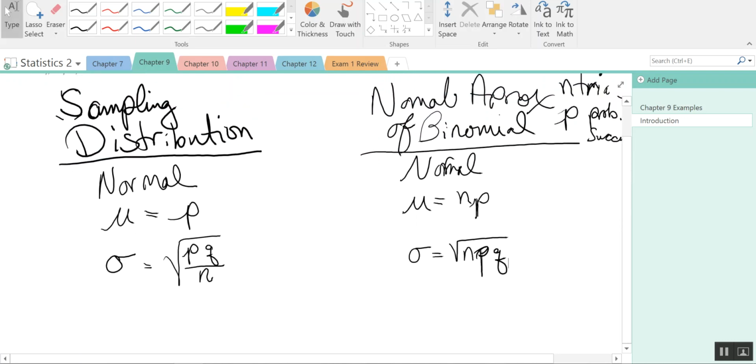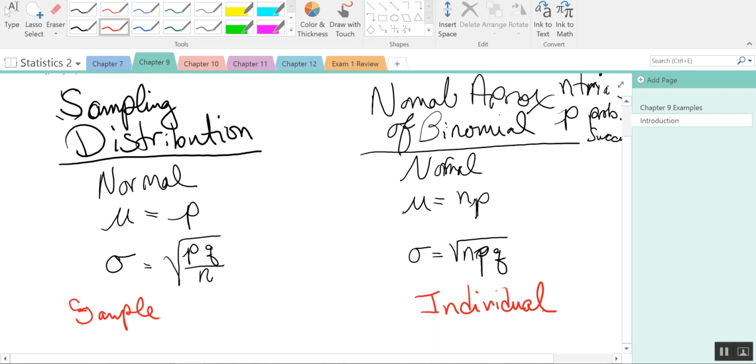Okay, here's the big difference. When you're looking at the sampling distribution, this is about a sample. It's a group of individuals. You have to select more than one person. When you're doing the normal approximation of the binomial, you're counting the number of successes and you're trying to look at number of individual successes. This is about an individual. Just one person, spelled terribly.